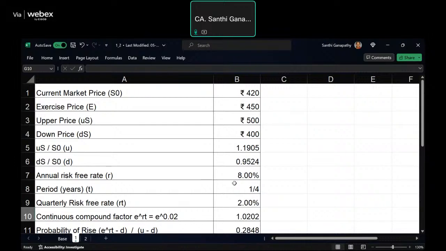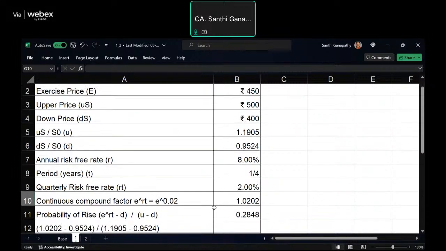What is the period for the option? The period of the option is 3 months. Therefore, 3 by 12 or 1 by 4, 8% annual means it is 2% for a quarter. Continuous compound factor I want, which is e to the power rt. E to the power rt is e to the power 0.02. It is given, it is 1.0202.